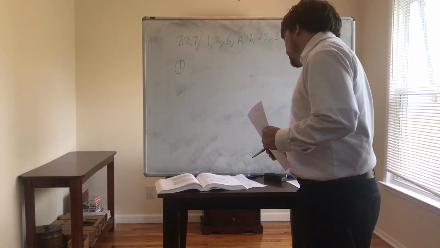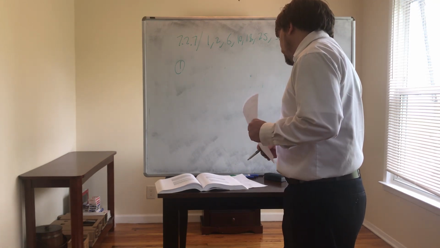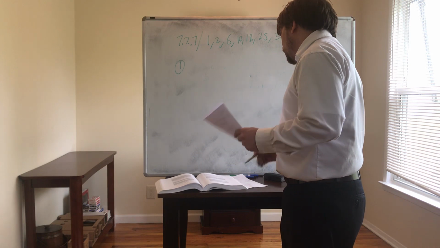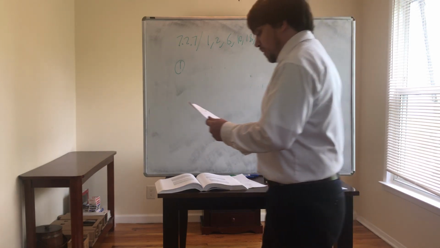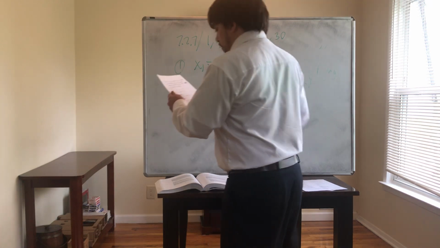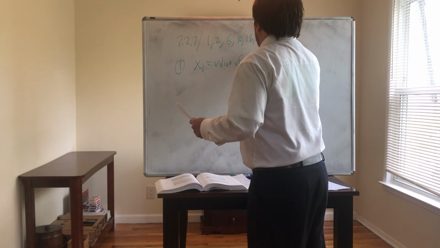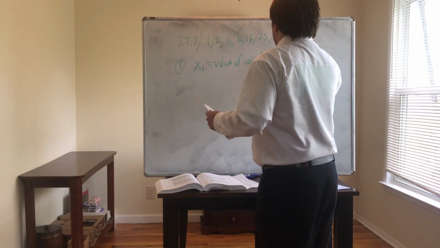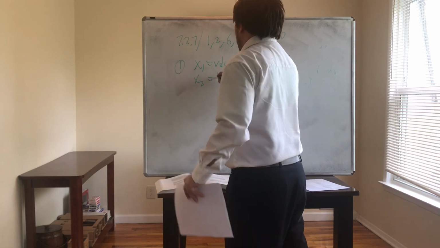Number 1 says, consider the experiment of a single roll of a die and a single toss of 3 coins. So x1 would be the value of the die, and x2 would be the number of heads. Find the joint probability function of x1, x2. That's in your book, page 249, number 1. So x1 is going to equal the value of a roll of 1 die. x2 is going to equal the number of heads of 3 coin flips.